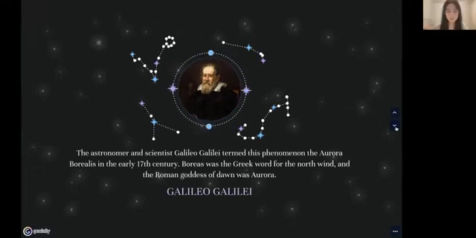You must be wondering, who discovered aurora? It is Galileo Galilei. The astronomer and scientist Galileo Galilei termed this phenomenon the aurora borealis in the early 17th century. Boreas was the Greek word for the north wind, and the Roman goddess of dawn was Aurora. So aurora is represented by the Roman goddess of dawn.